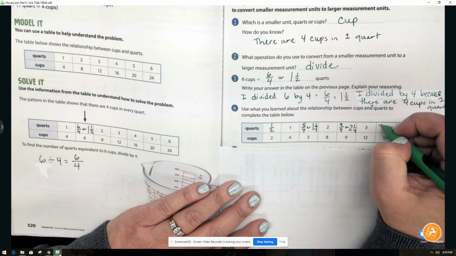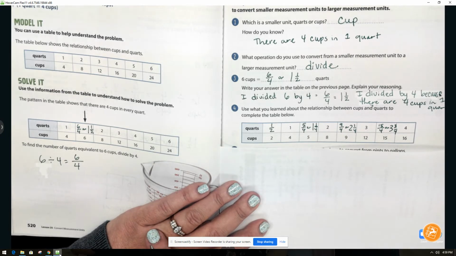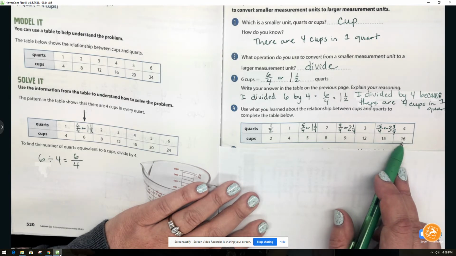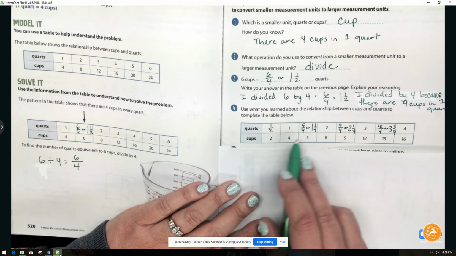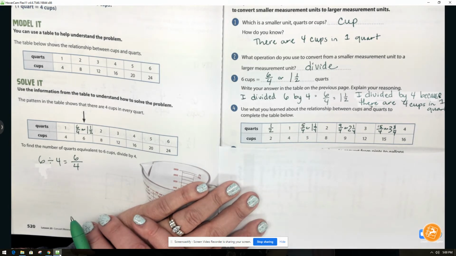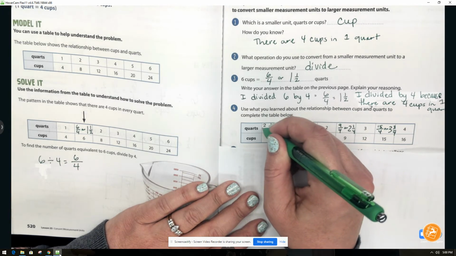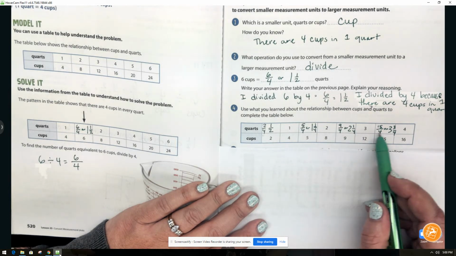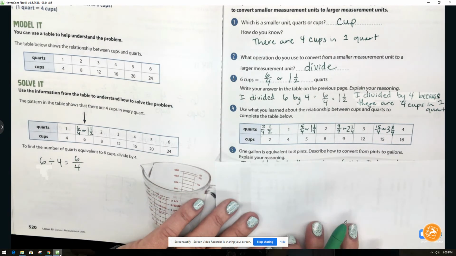15 cups would be 15 divided by 4, or 3 and 3/4 cups. And then 4 quarts is 16 cups. So remember, to find out how many quarts there are, we're taking the number of cups and dividing it by 4. And that's why I wrote, well, here it would have been this, 2/4, because 2 divided by 4, 5 divided by 4, 9 divided by 4, 15 divided by 4. Remember that that fraction line means divided by.